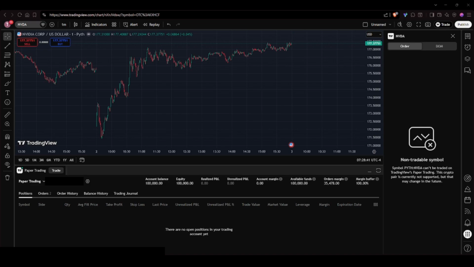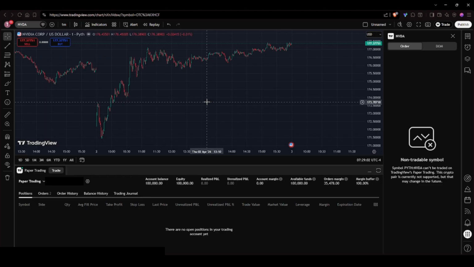Welcome to today's tutorial on how to use the Volume Weighted Average Price, or VWAP, on TradingView. VWAP is a popular indicator among traders as it helps identify the average price of a security over a specified time period while considering trading volume. In this video, we will guide you through the process of setting up VWAP in TradingView and how to use it effectively in your trading strategy.